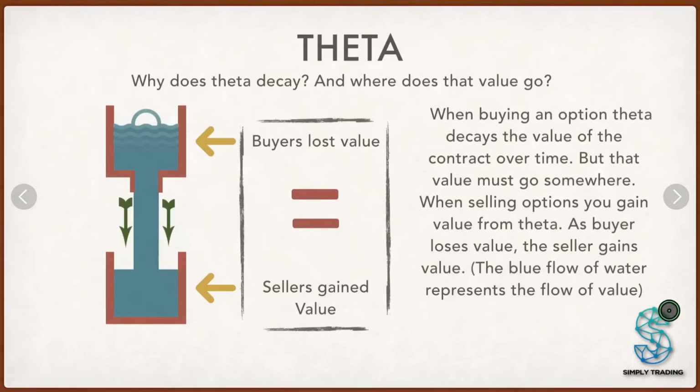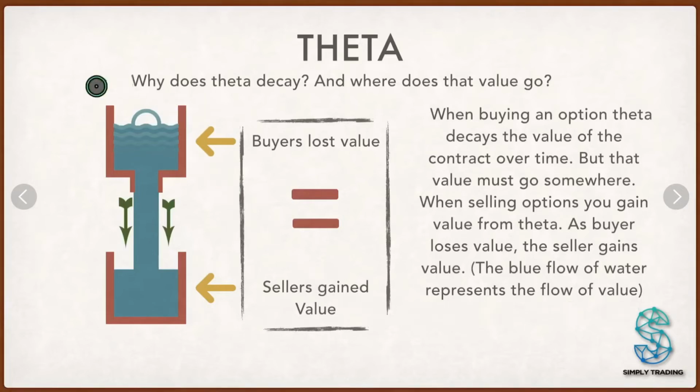So why does theta cause decay in value, and where does that value go? Where does that lost value end up? When you're buying an option, theta decays the value of the contract over time, but the value must go somewhere. On the other end of buying options, you're selling options. When selling options, you gain value from theta. As buyers lose value, the seller gains value.